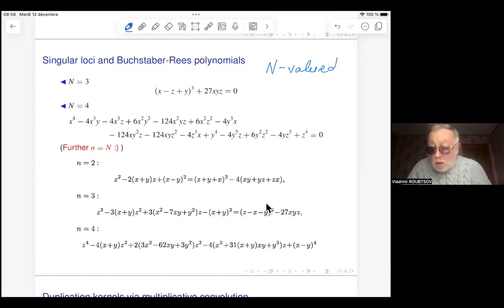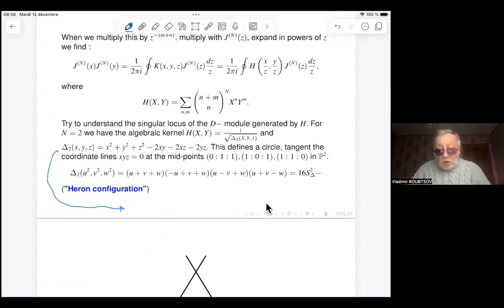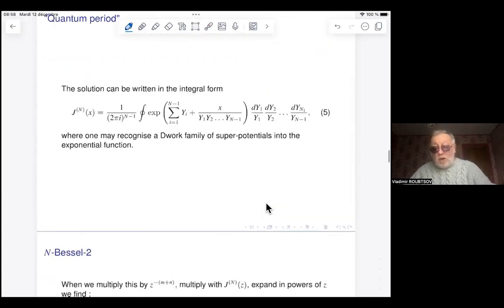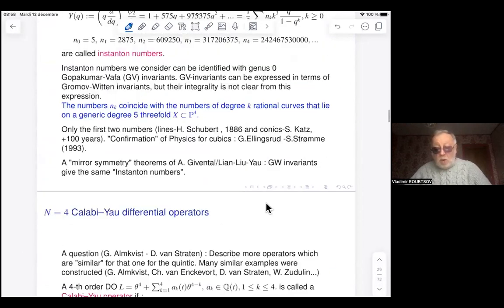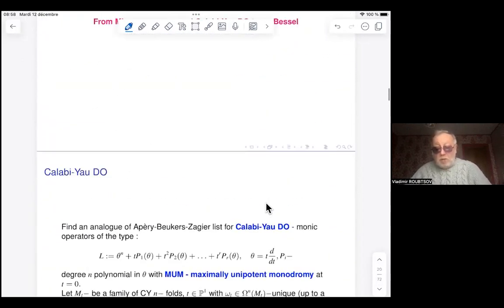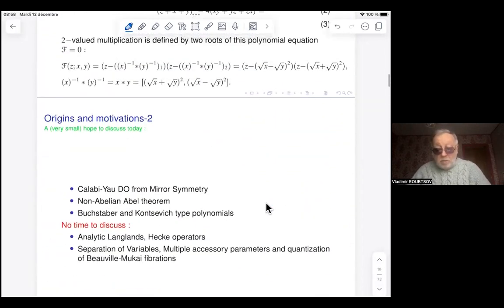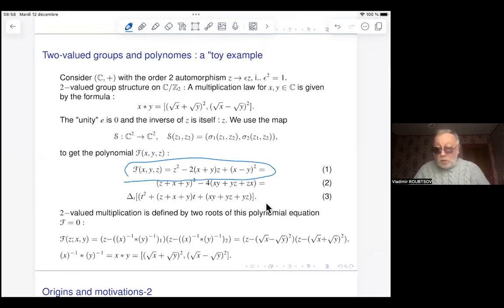group law. It means for n equal to 2, when we have this square, this Heron configuration, this polynomial is a polynomial of the two-valued group which I started with. And I showed you this two-valued group at the very, very beginning of my talk. It's a law which relates to the addition law on C. Here it is. This is exactly the n equal to 2 example.